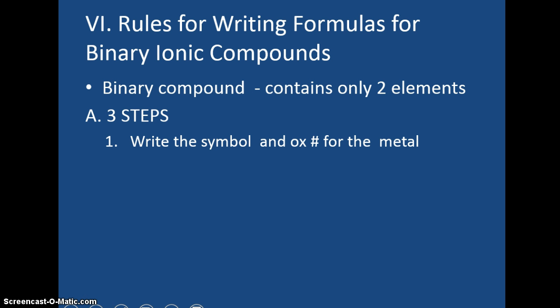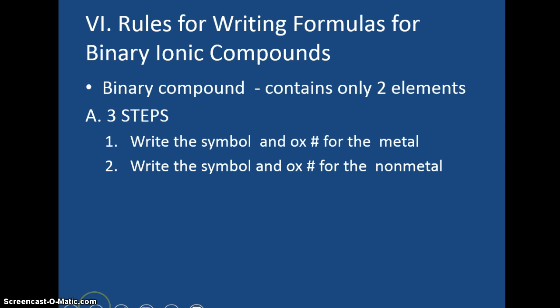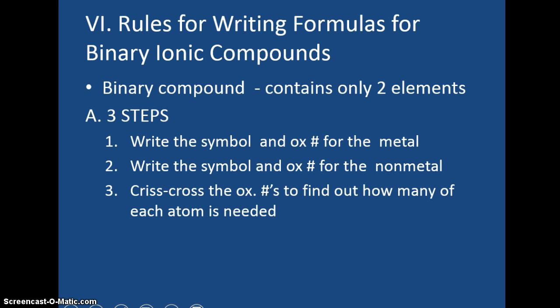There are three steps. First, you want to write the symbol and oxidation number for the metal, which will always be the first one. The second step is to write the symbol and oxidation number for the nonmetal. And then you want to crisscross the oxidation numbers to find out how many of each atom is needed. And I'll explain the crisscross when we go through examples.